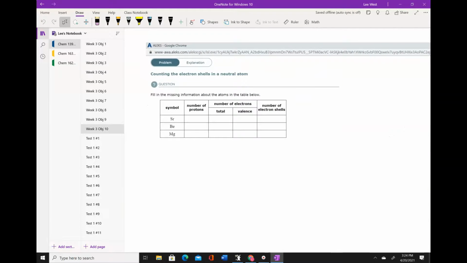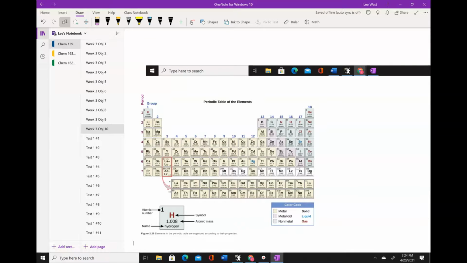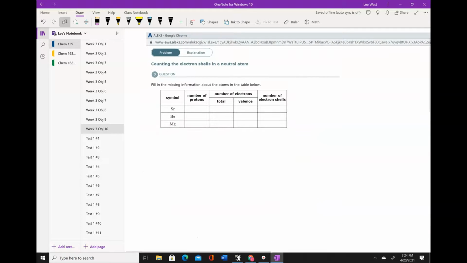Okay. So, grabbing a periodic table again. It says fill in the missing information about the atoms in the table below. And we have a couple of things here. We've got the symbol and we have to decide the number of protons. Now we know this, right? The atomic number equals the number of protons, and it also equals the total number of electrons. So we have a plan for the first two columns. All we have to do is look these symbols up in the periodic table and get that atomic number. That's going to be pretty easy.